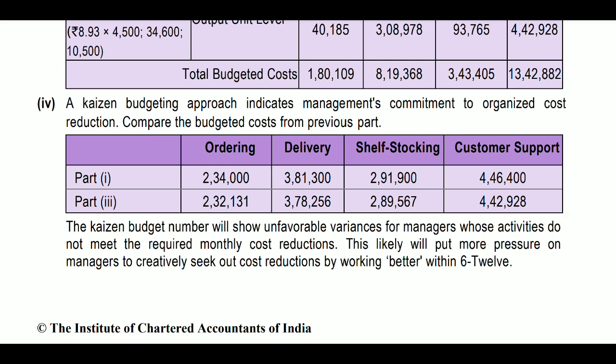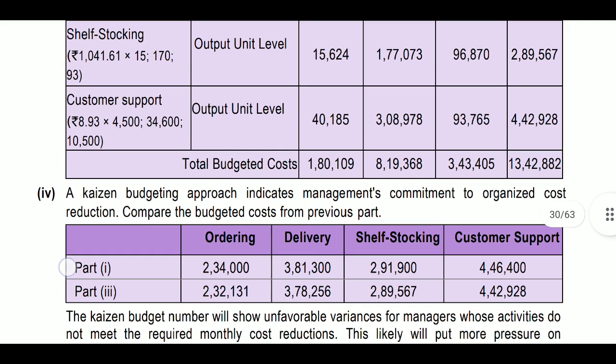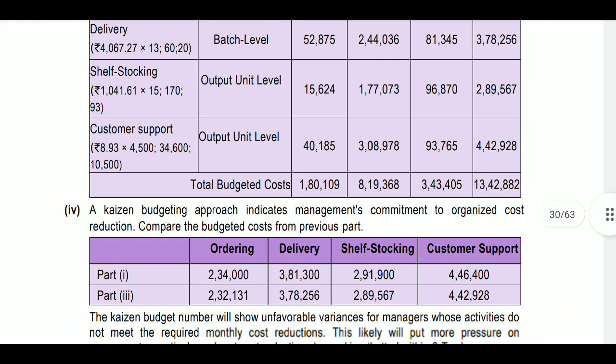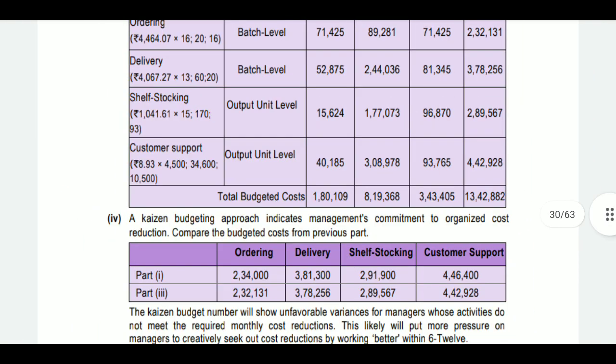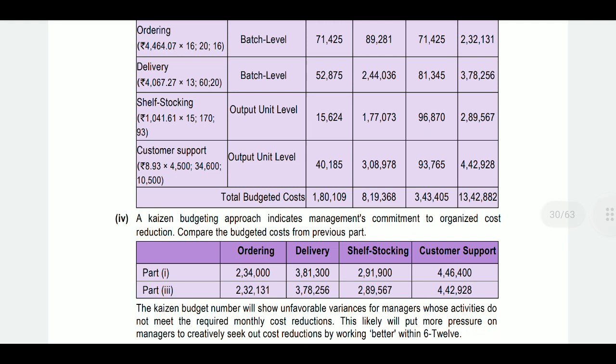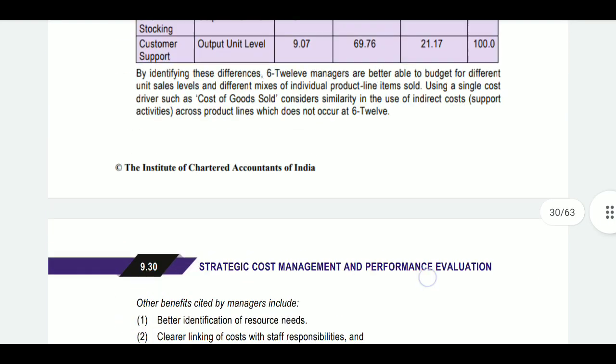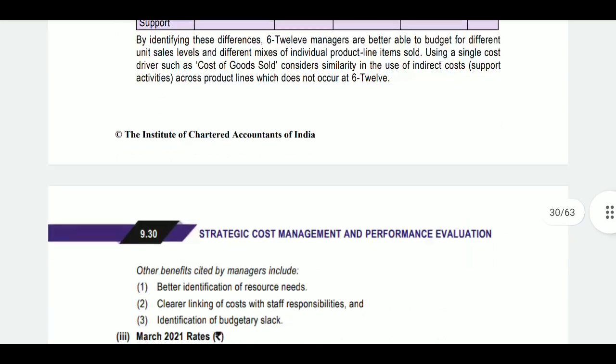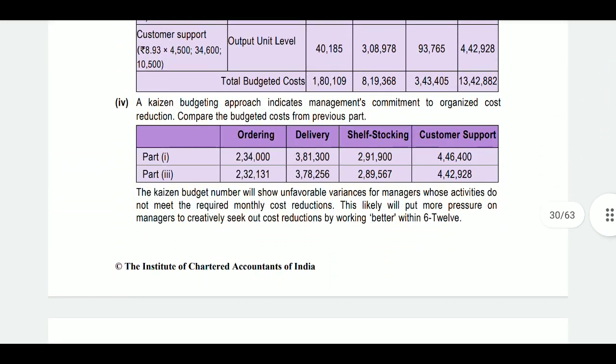If you go for Kaizen costing, what will happen? Kaizen costing, part 2: we will take the order cost for 2,32,131, 3,78,256, 289,567, 4,42,928. And for part 1, for January month we have 2,34, 3,81,300 and 2,91,900, 4,46,400.